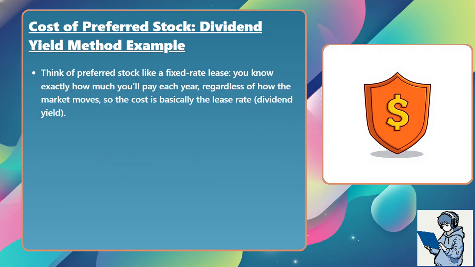Think of preferred stock like a fixed-rate lease. You know exactly how much you will pay each year regardless of how the market moves, so the cost is basically the lease rate, the dividend yield.